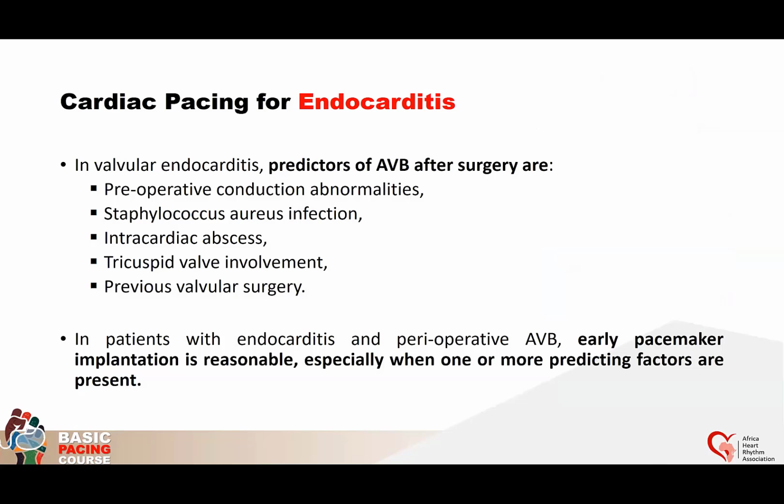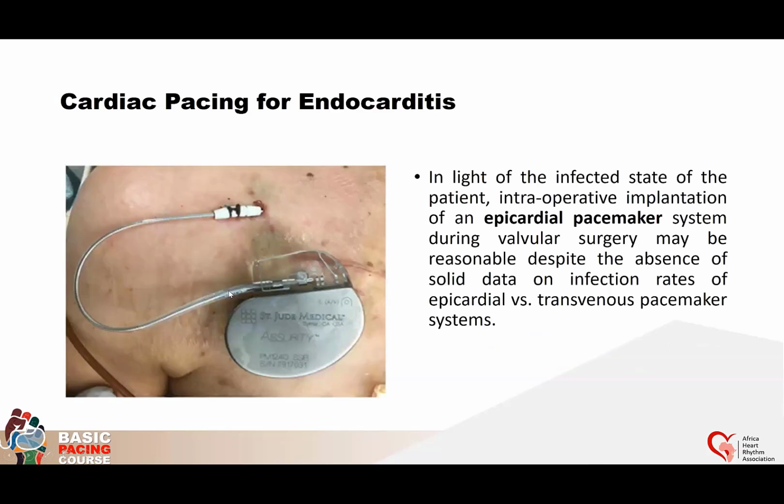Finally, with endocarditis, we also have to wait for the improvement of the sepsis, but we have predictors of AV block after surgery in endocarditis, like the presence of Staphylococcus aureus infection, intracardiac abscess, or tricuspid involvement of previous valvular surgery. And as we said, in waiting for the resolution of the sepsis or maybe of the AV block, we can use an active fixation solution for better fixation of the temporary lead.